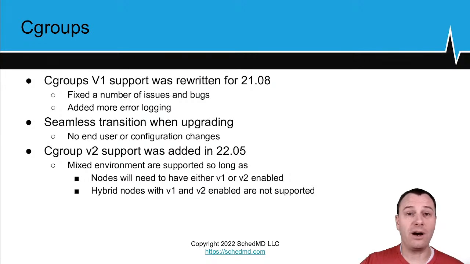Cgroups v2 is also now supported as of 22.05. Do make sure that you are not running in hybrid mode. Compute nodes need to be on either v1 or v2. Having some compute nodes run v1 and some run v2 is supported, although having different nodes run different versions will add complexity when troubleshooting issues.